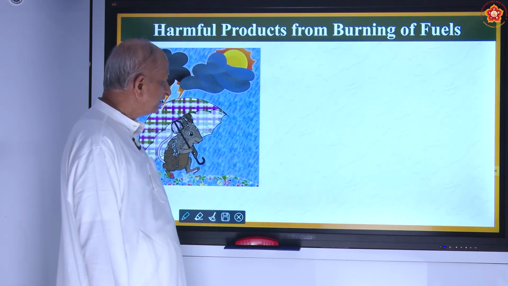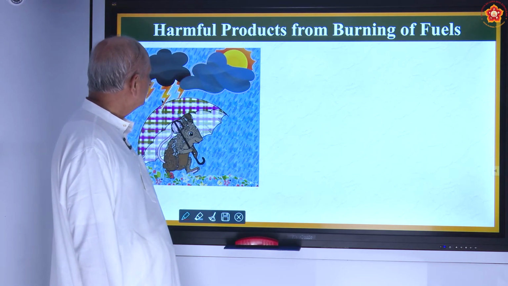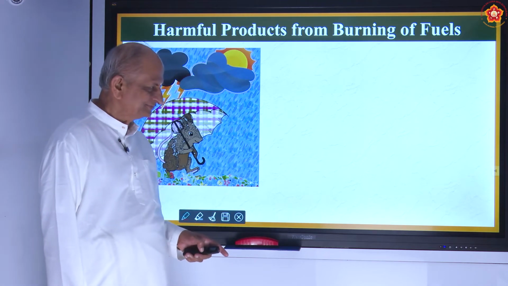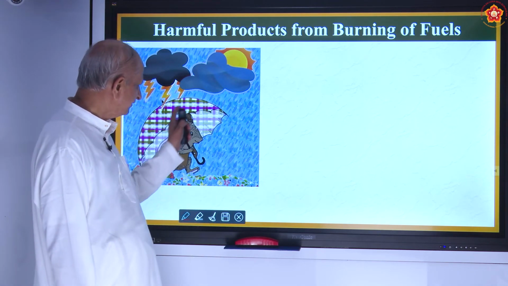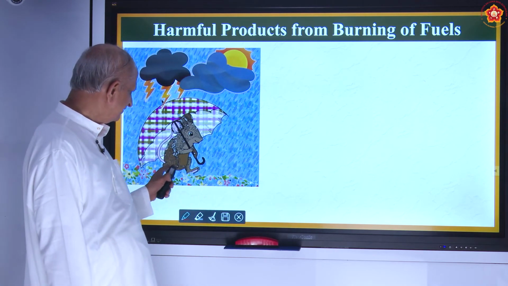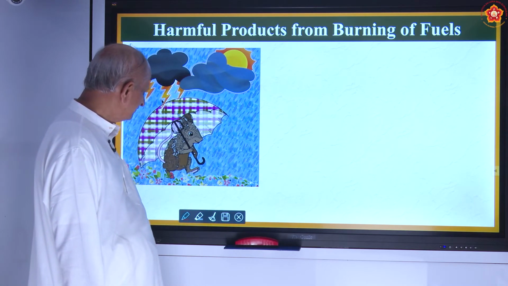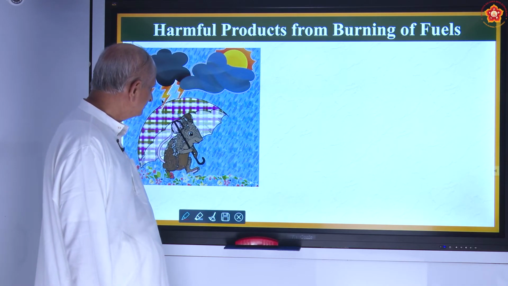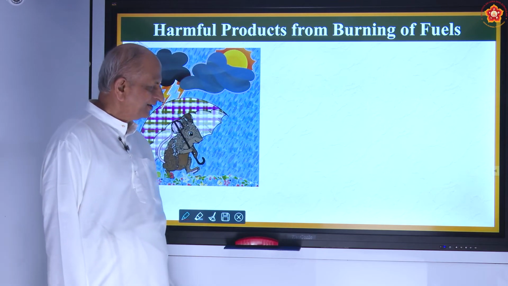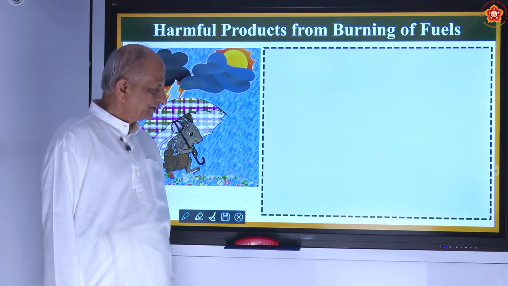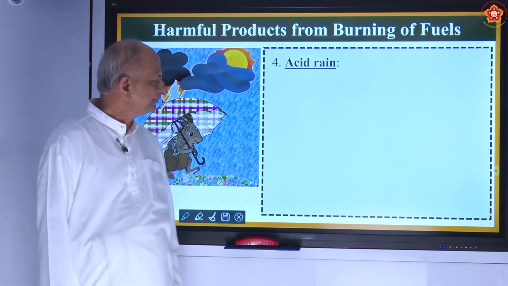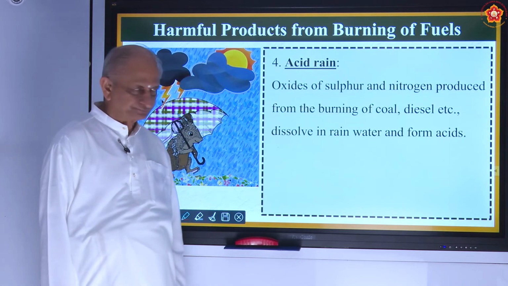And also one more danger is about acid rain. This is what is called acid rain. This is a funny figure. Don't think it is a real one. Here is a mouse carrying an umbrella. And what does it show? It is avoiding this acid rain. So one more danger of this burning of fuels is acid rain.